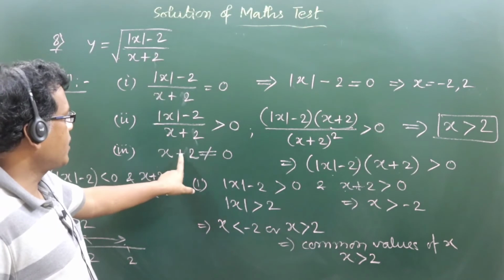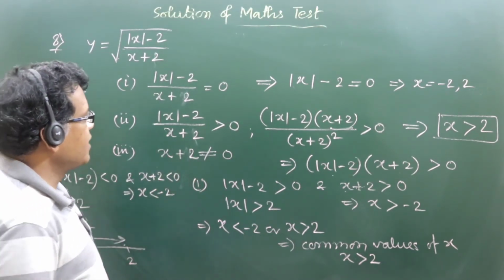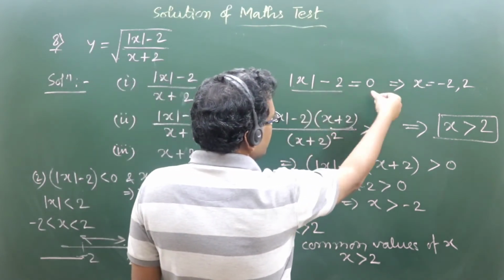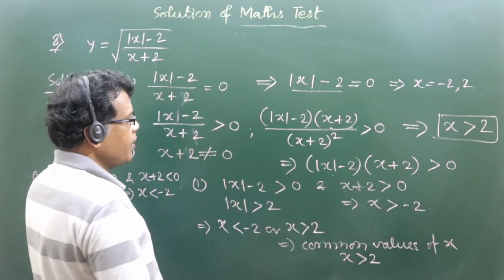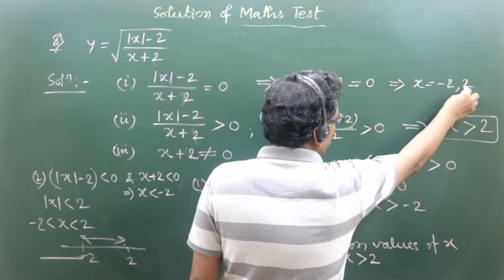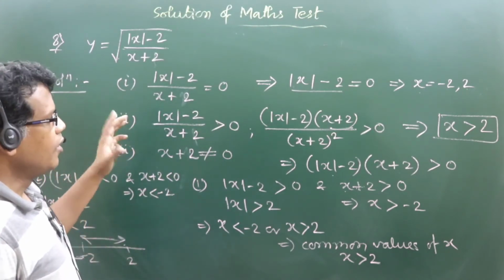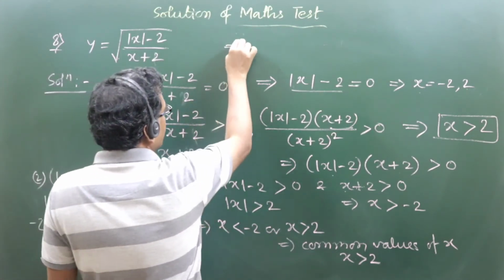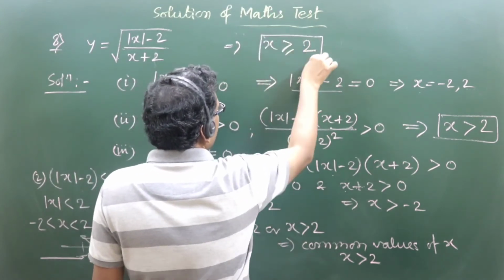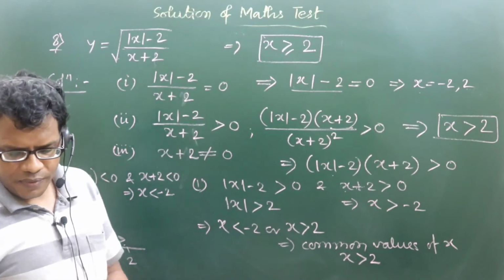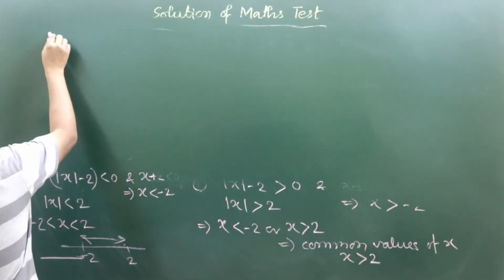And of course x plus 2 can't be 0, which means x equal to minus 2 can't be taken. So that is the reason why, to make the denominator 0, we cannot include x equal to minus 2. But yes, we can include x equal to plus 2, which makes the numerator 0. So the ultimate solution will be x greater than or equal to 2. This will be the solution range of this particular question. Getting me?